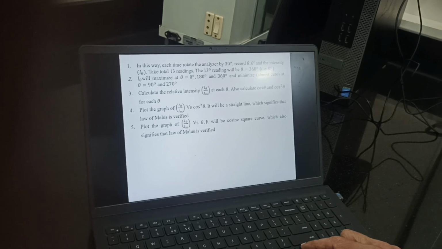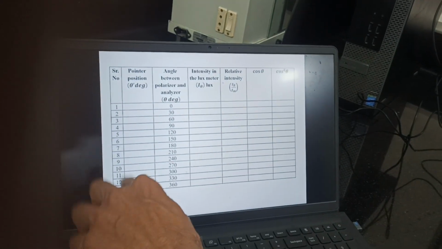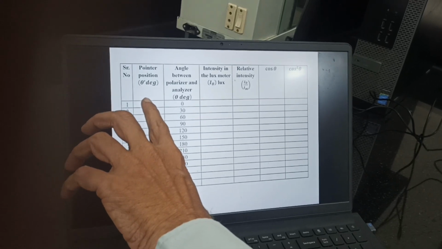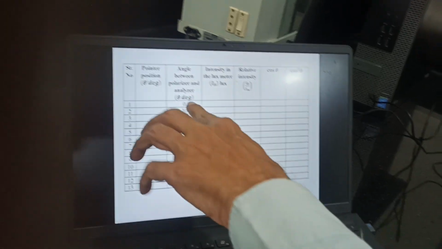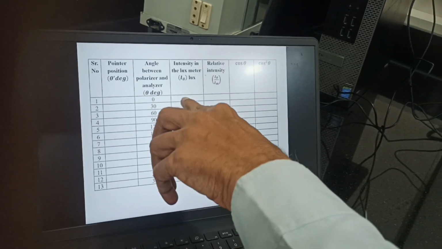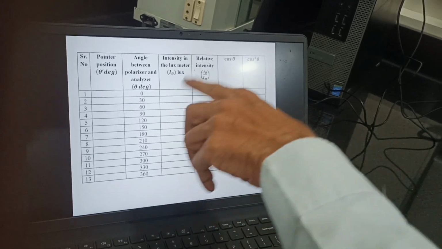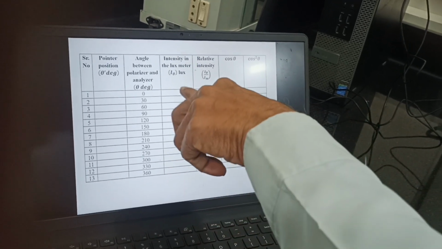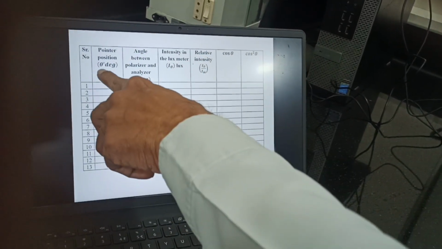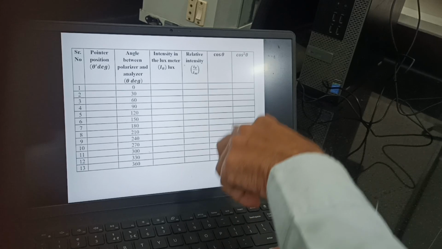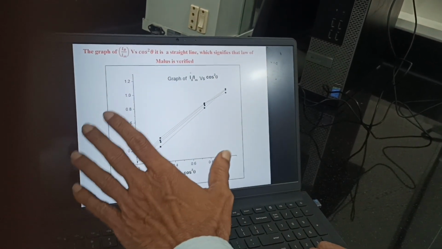We can verify this law by plotting the graph. You can see the observation table: theta dash, that means pointer position on second polarizer, then theta 0, 30, 60, where theta equal to 0 gives maximum intensity. Then all I theta values, then I theta by Im, that means dividing all intensities by first intensity, then cos of theta, not cos of theta dash, and calculate cos square theta. Once you get these values, you can go for graphs.